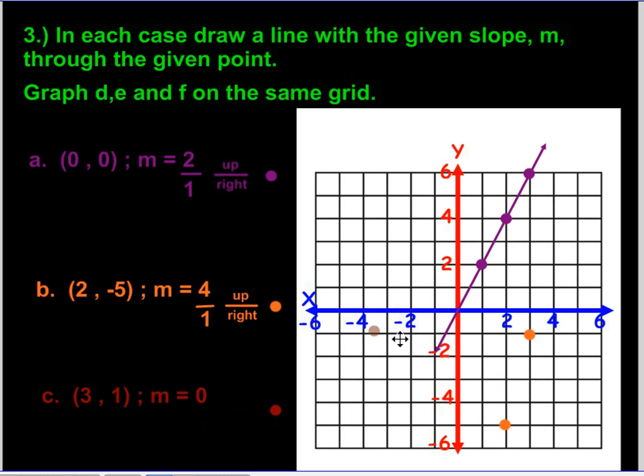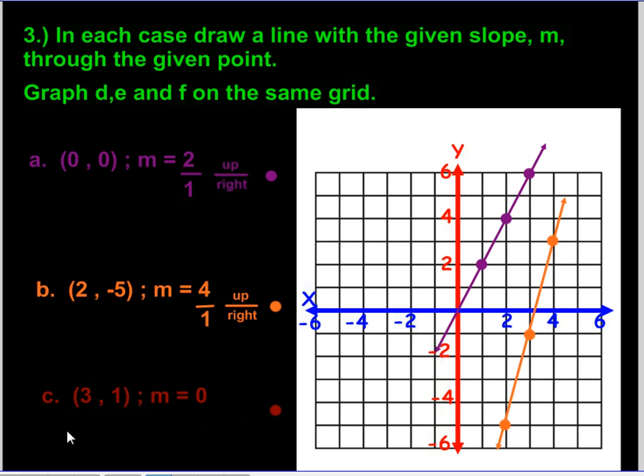I take another point, starting where I left off. 1, 2, 3, 4 up, and 1 to the right. And now that I've plotted 3 points, I shall take my arrow and I will put that through. And there I have a line for my second point.